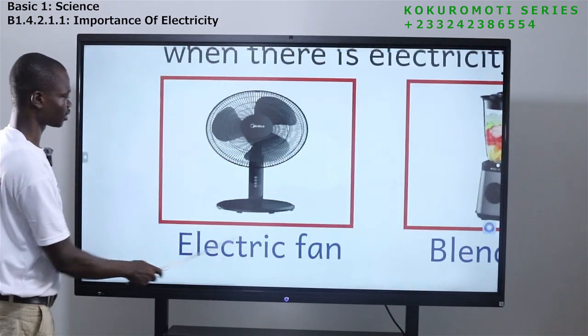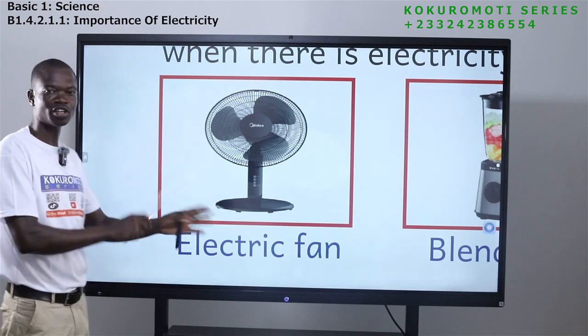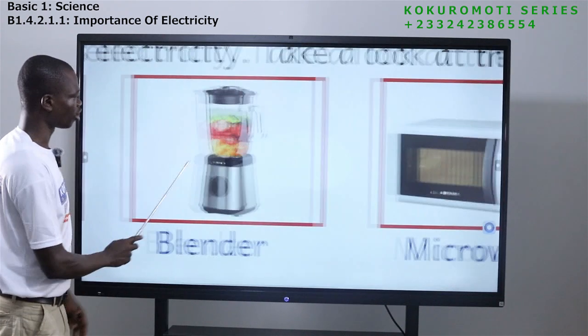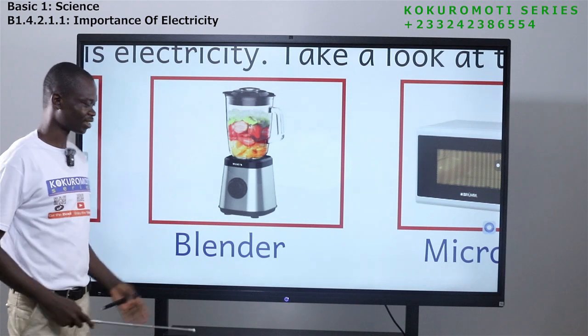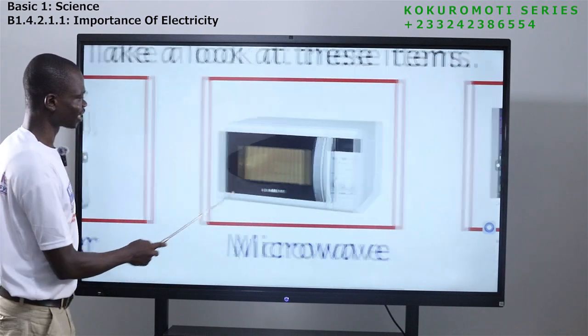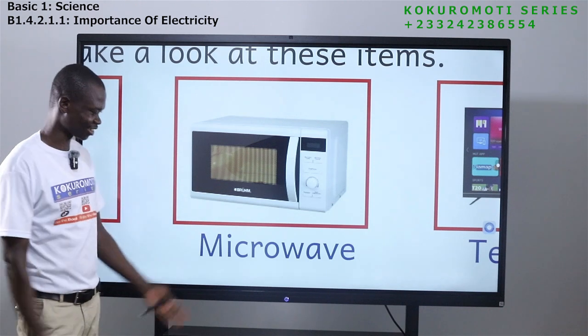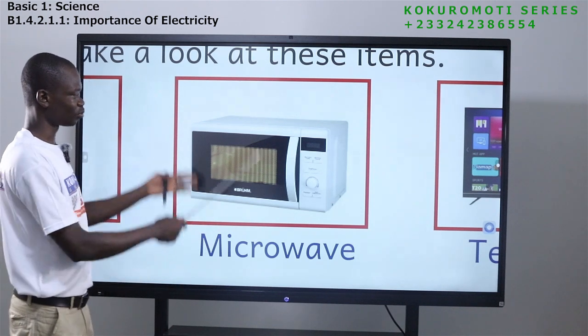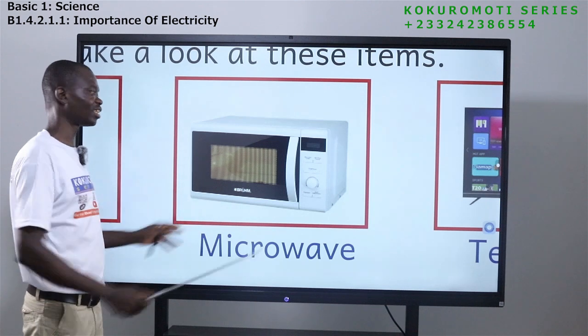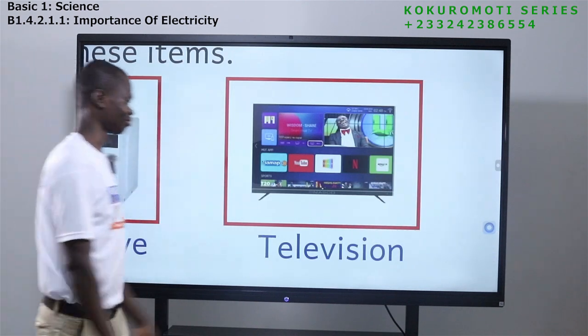The first one is what? Electric fan. This is electric fan. Without electricity, you can't use this. This is blender, electric one. Without electricity, you can't use it. Look at this microwave. Those who don't know microwave, this is how microwave looks like. Yes, we use electricity to power it. So without electricity, this thing will just be there. You can't use it.